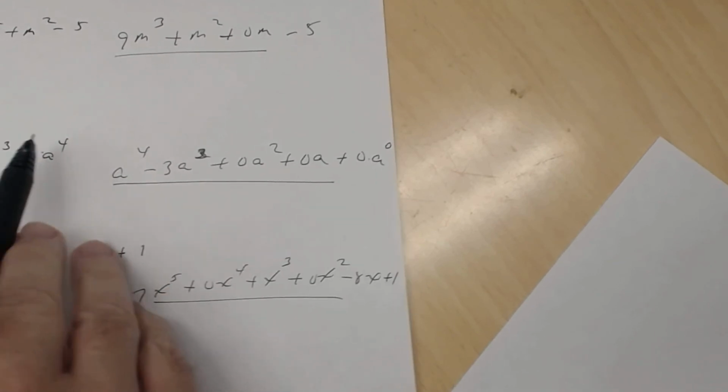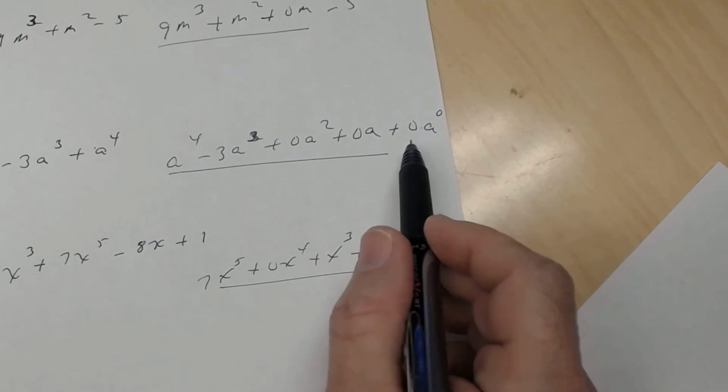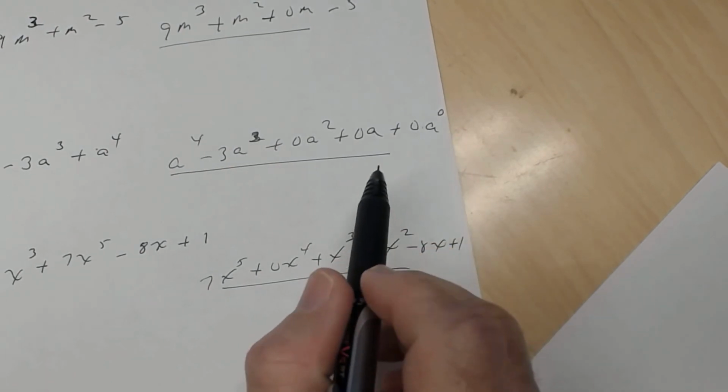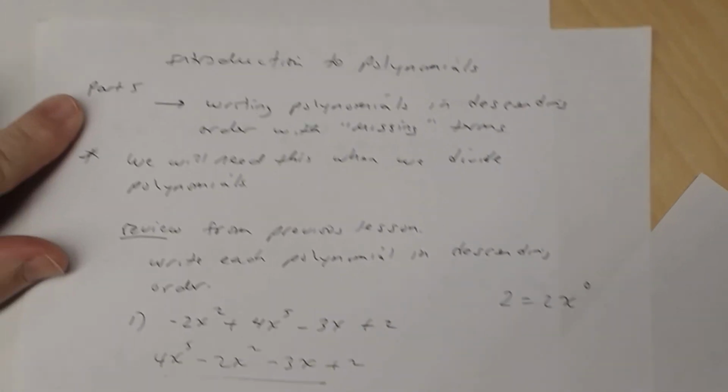So whenever your constant term is missing, just don't put plus 0. You're going to say plus 0a to the 0. Okay? That's how you're going to write it. Okay, so that takes care of part 5.